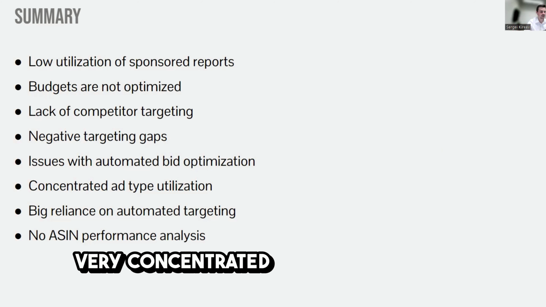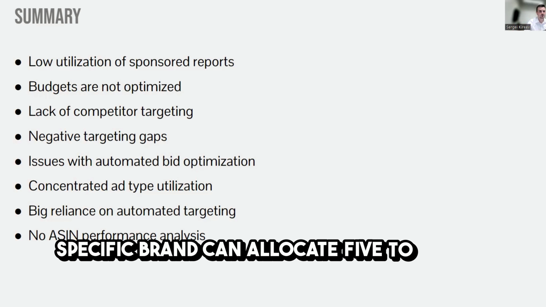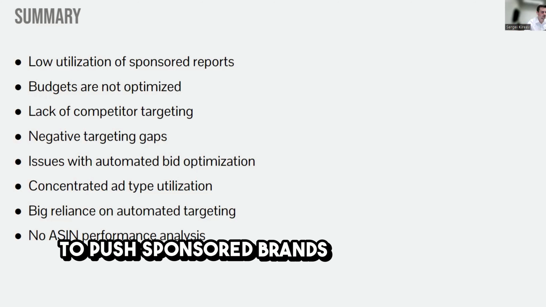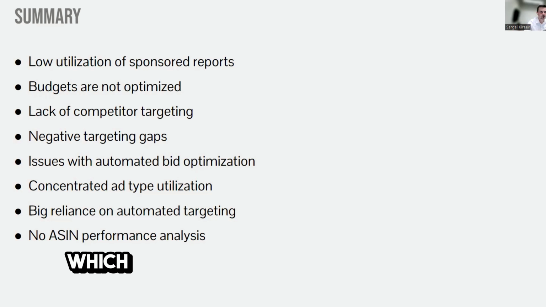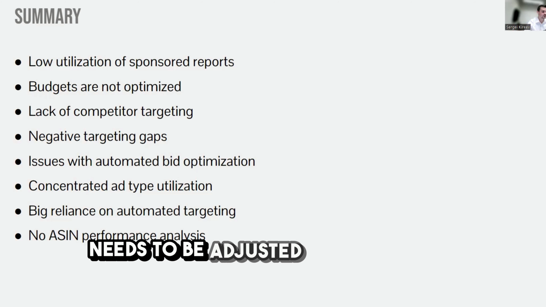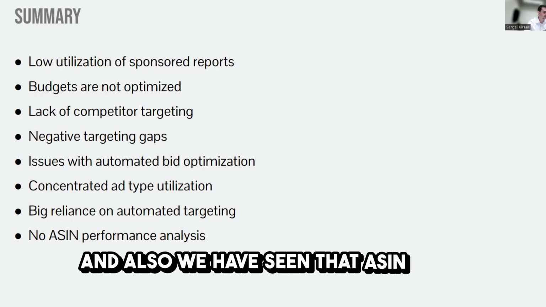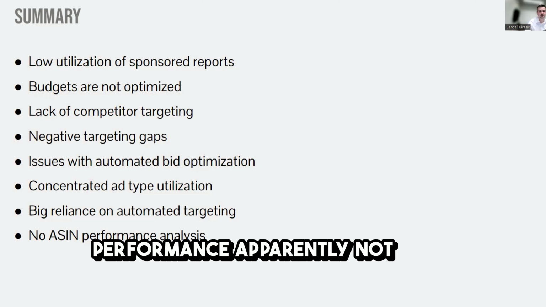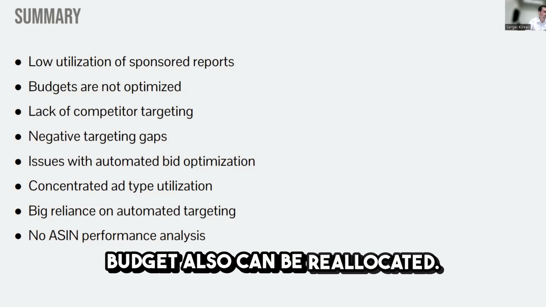A very concentrated ad type utilization. Even though I love sponsored products, I think this specific brand can allocate 5 to 10% of budget to push sponsored brands and sponsored display. There is huge reliance on automatic targeting, which drives sales with lower ACOS, but needs to be adjusted and monitored better. And also we have seen that ASIN level performance is apparently not being monitored, and a lot of ASINs might be optimized or paused, and that budget also can be reallocated.